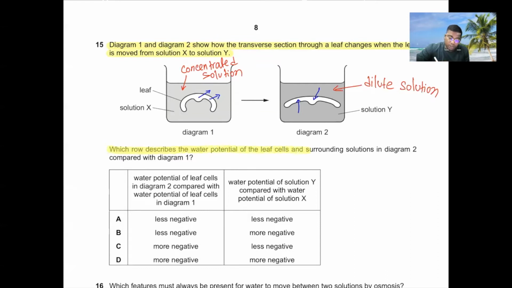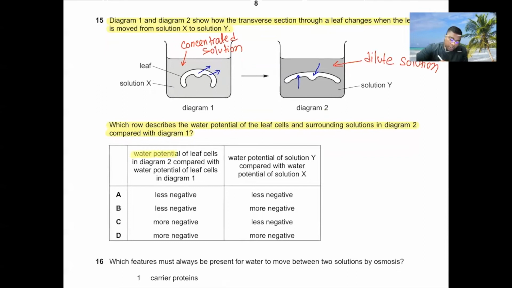Which row describes the water potential of the leaf cells and surrounding solutions in diagram 2 compared with diagram 1? All right, let's see. First option, water potential of the leaf cells in diagram 2 compared to water potential of leaf cells in diagram 1. The first option says less negative.